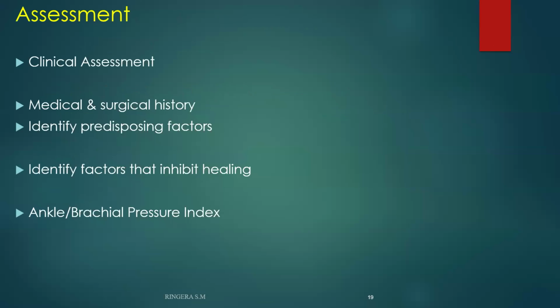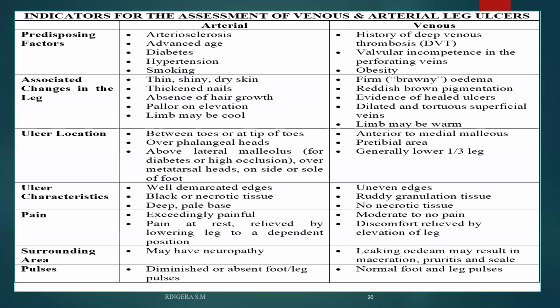Now, this table here is a very important table. I want us to go through it very, very fast. It has indicators for the assessment of venous and arterial leg ulcers. So the first column is a column of predisposing factors.